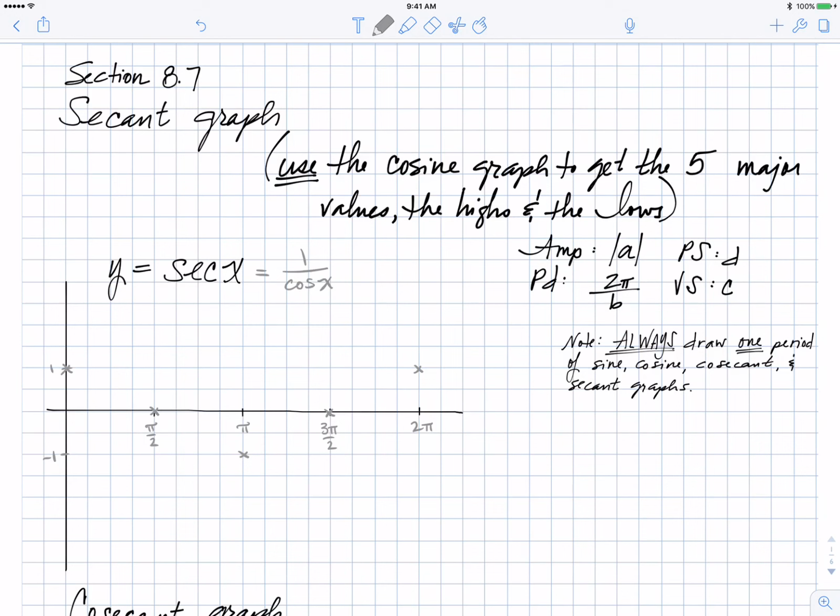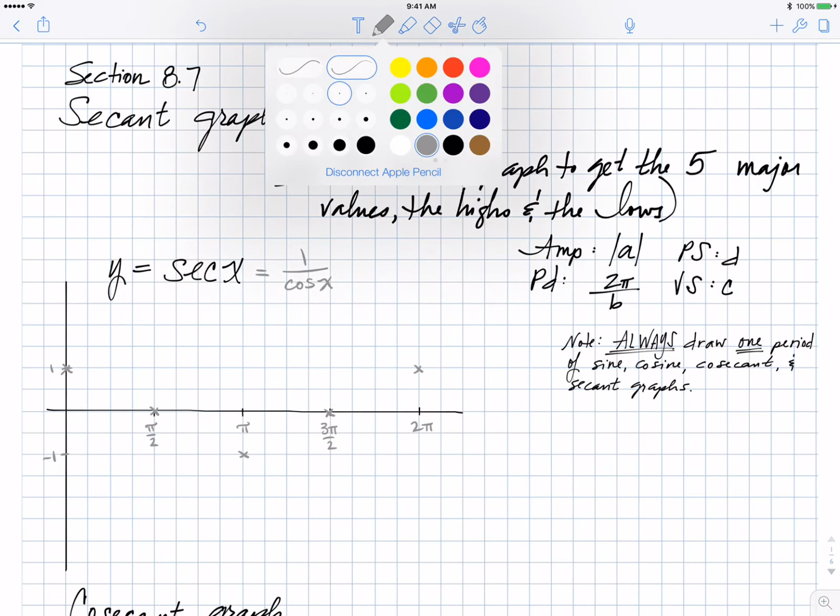So look at the places on your graph where cosine is equal to 0. We see that that happens twice. It happens once at pi over 2, and it happens at 3 pi over 2. These are my x-intercepts. That's where cosine equals 0. So these are the places where my secant graph is going to have an asymptote.